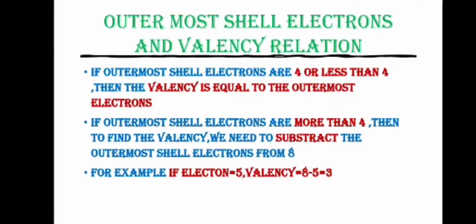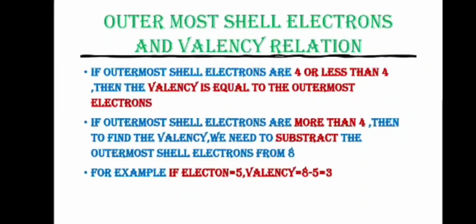Before that, we need to learn some rules. What are the rules? If the outermost shell, that means the last shell, contains 4 or fewer than 4 electrons, what is the valency? Valency will be equal to the outermost shell electrons. So how many electrons are there in the outermost shell or last shell? We need to check. If you have 4 or fewer than 4, then the valency is equal to the last shell electrons, or outermost shell electrons.